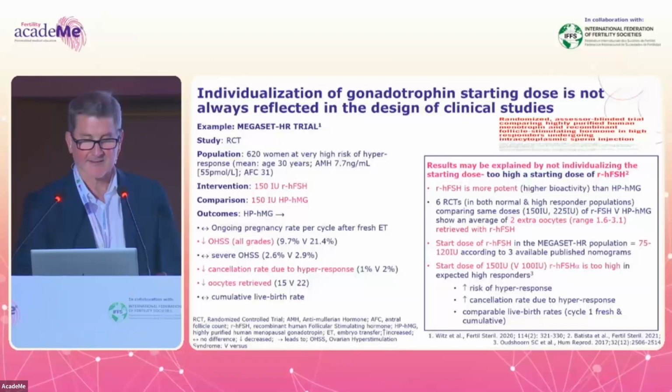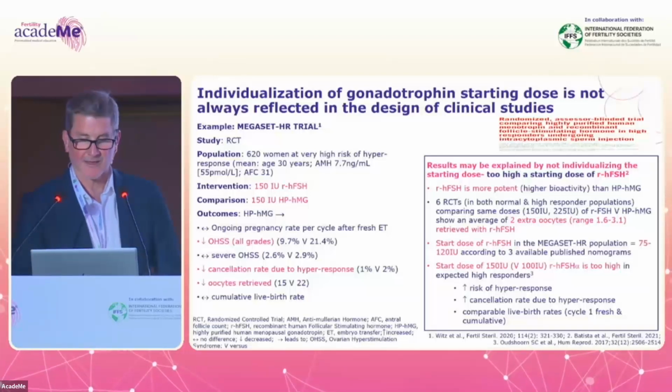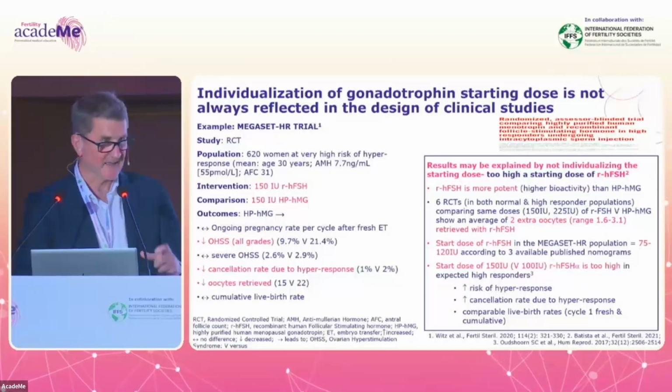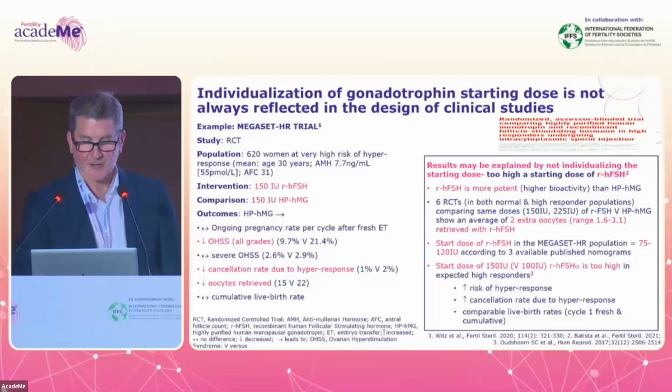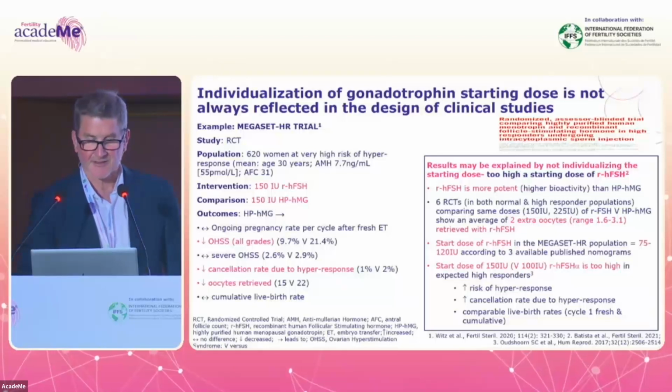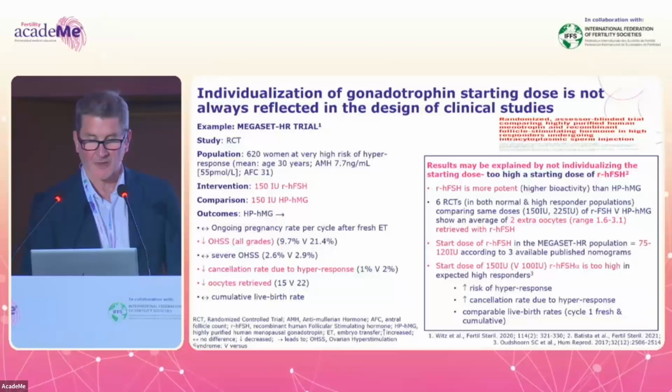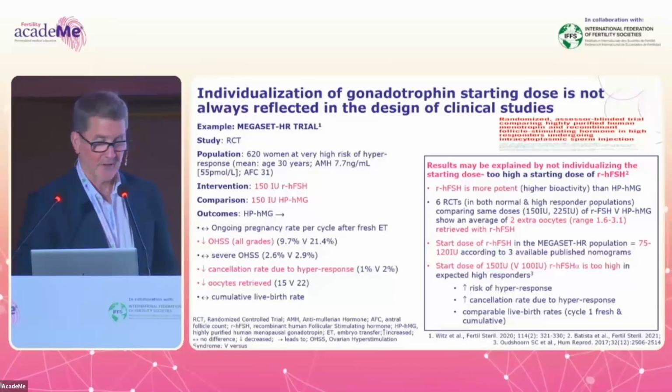There's also been an RCT comparing 150 versus 100 IU of recombinant FSH in expected high responders, and it showed that with the 150 unit dose, there's an increased risk of hyperresponse and an increased risk of cancellation due to hyperresponse, with comparable live birth rates.